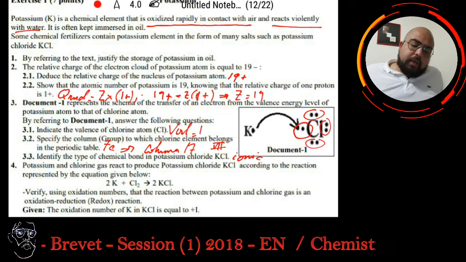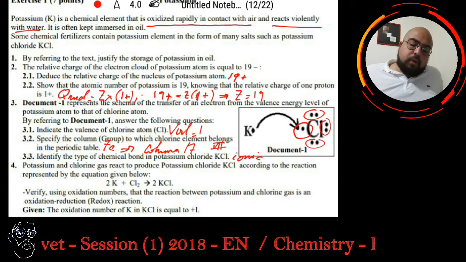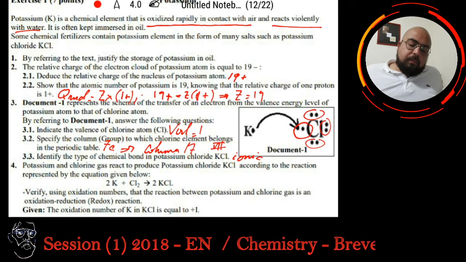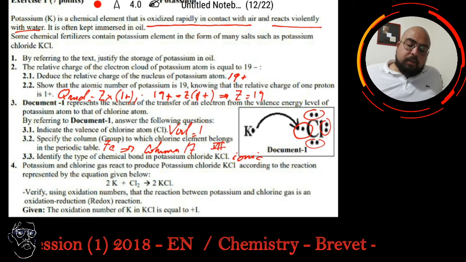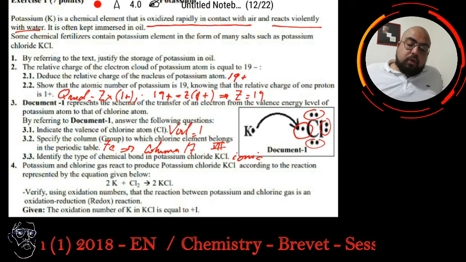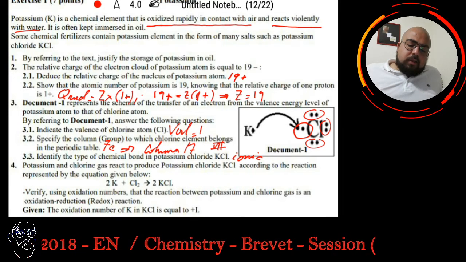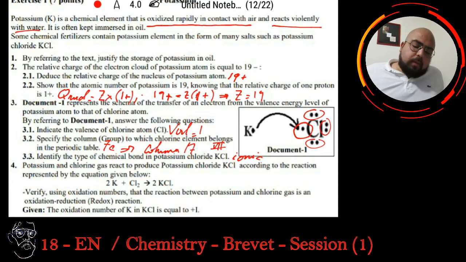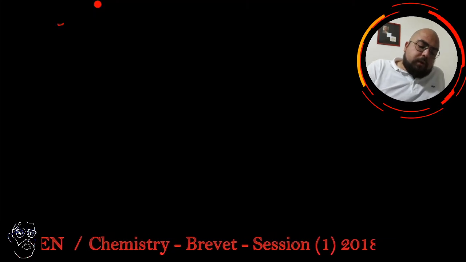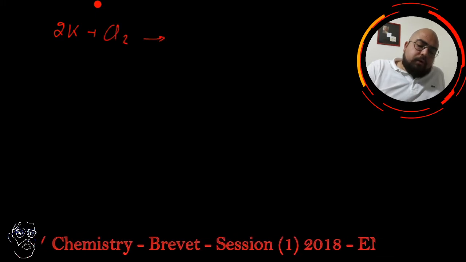Potassium and chlorine gas react to produce potassium chloride KCl according to the reaction represented by the equation given below. 2K plus Cl2 gives you 2KCl. Verify using oxidation numbers that the reaction between potassium and chlorine gas is an oxidation reduction redox reaction. Given the oxidation number of K in KCl is equal to +1. So I'm going to take this equation and we're going to solve it together. So 2K plus Cl2 gives you 2KCl.